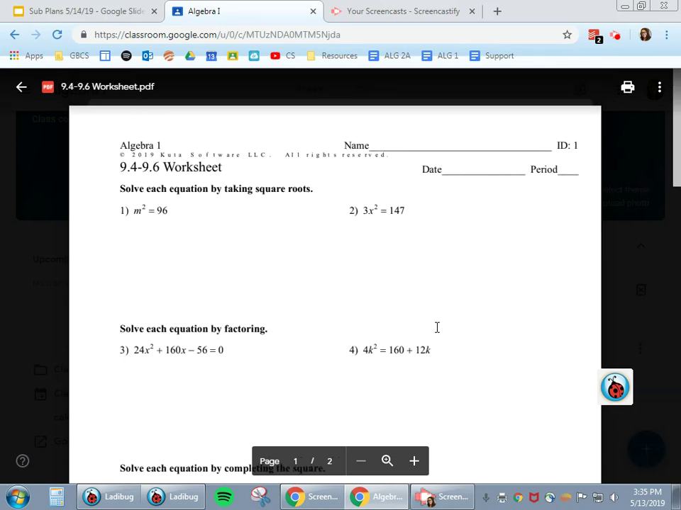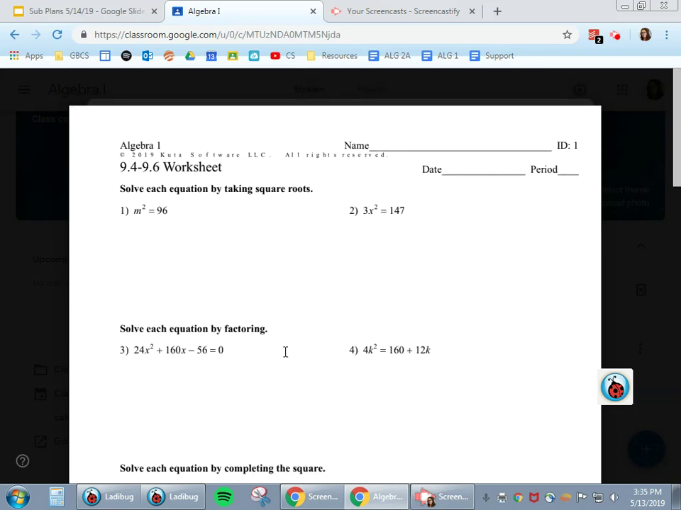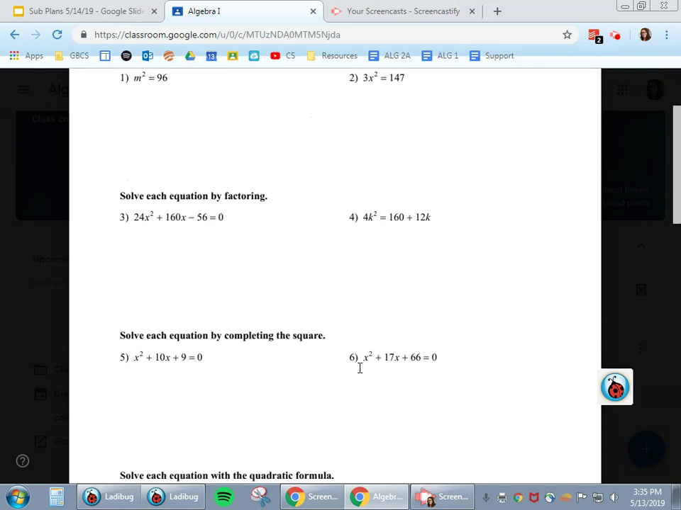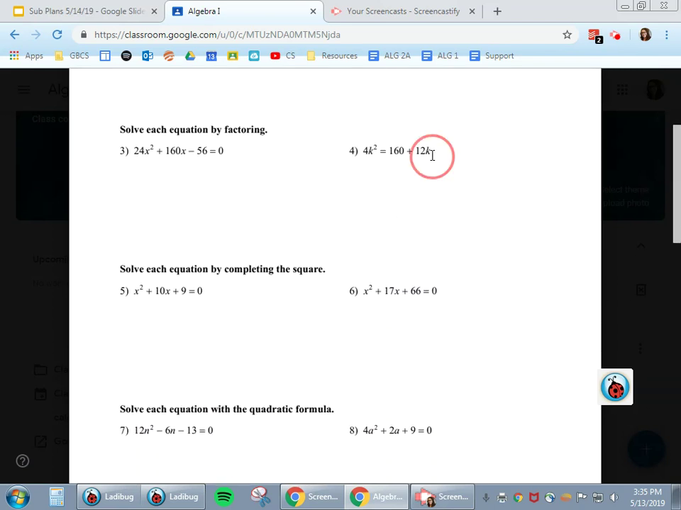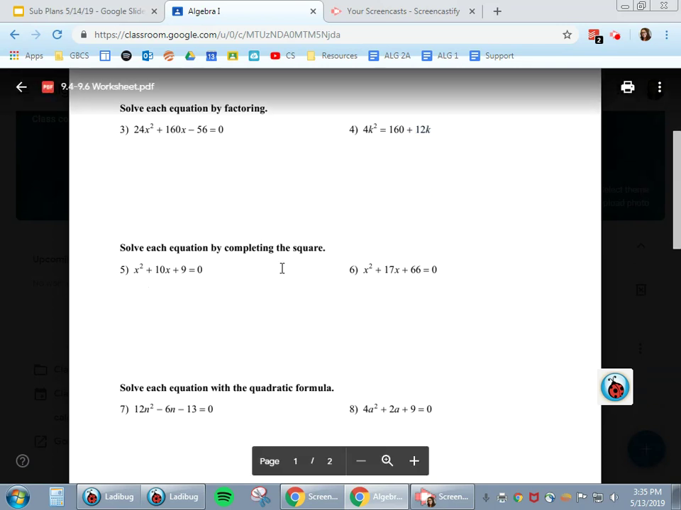And they're set up nicely for you to do so. Be careful, you need it to be in standard form for every one of these before you get going. So I see right off the bat, this one is not in standard form yet, so you'll need to do that before you start factoring, for example.